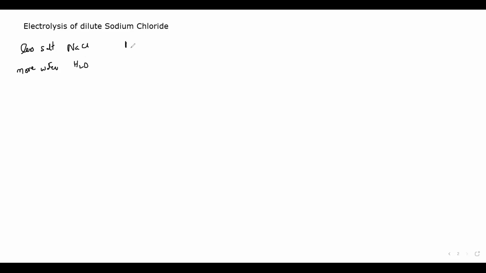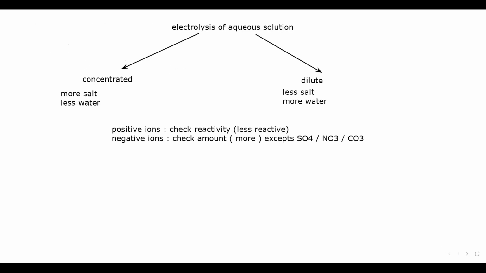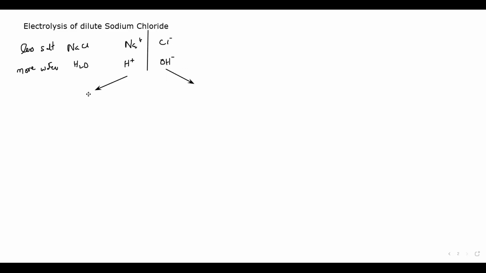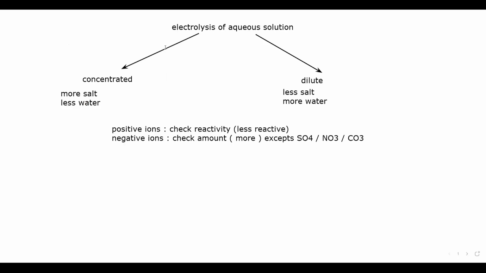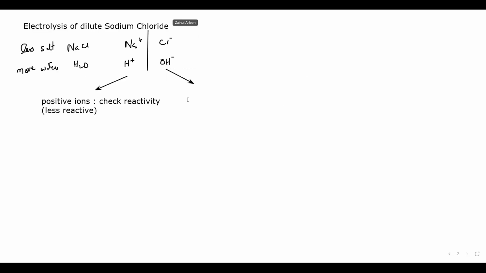So what are the ions present? It contains sodium ion, chloride ion, and it contains H ion and OH ion. So these are the ions present in the solution. Now we are doing electrolysis, like we are passing the current. And what is the rule? For positive ion, we will check the reactivity. And for negative ion, we will check the amount. So that is the rule for electrolysis of aqueous solutions.